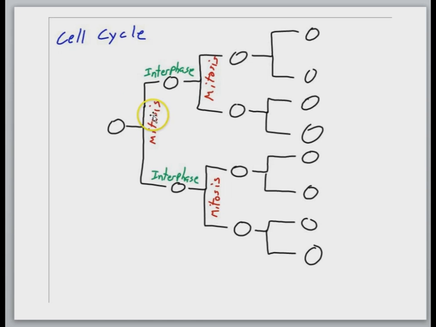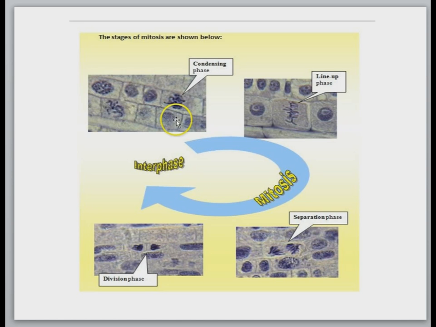We know that mitosis accounts for the increase in cell number during development. So we all start as a fertilized egg and then go through rounds and rounds of mitosis. The cells actually stick together to form the embryo and the body of the creature. We learned that mitosis itself consists of four stages. We call them the condensing phase, the lineup phase, the separation phase, and the division phase. But remember, the chromosomes themselves get duplicated during interphase. And then mitosis is the process of delivering those duplicated sets of chromosomes to the two daughter cells.